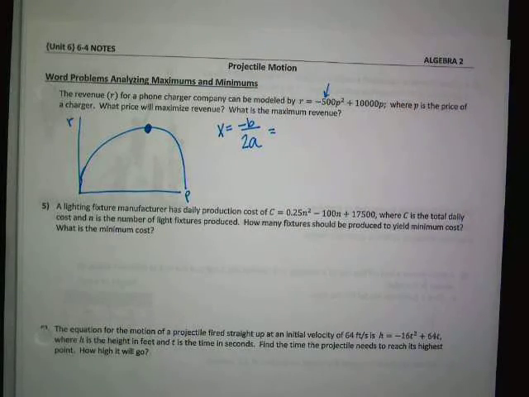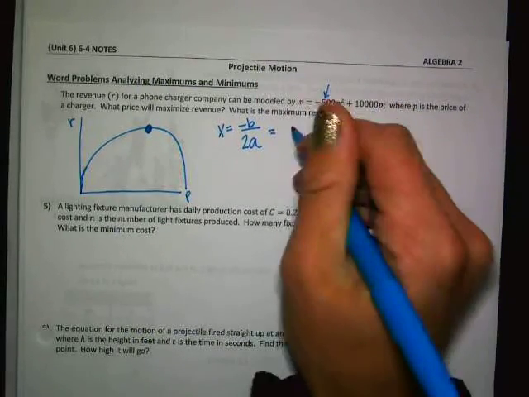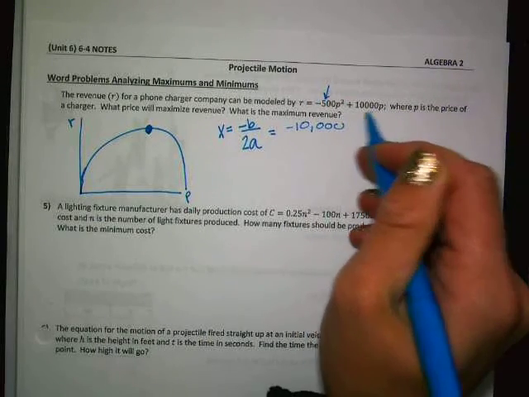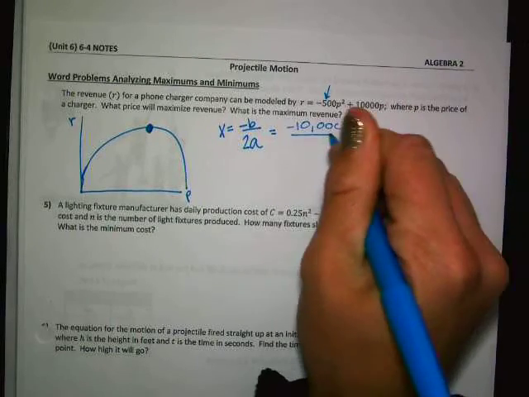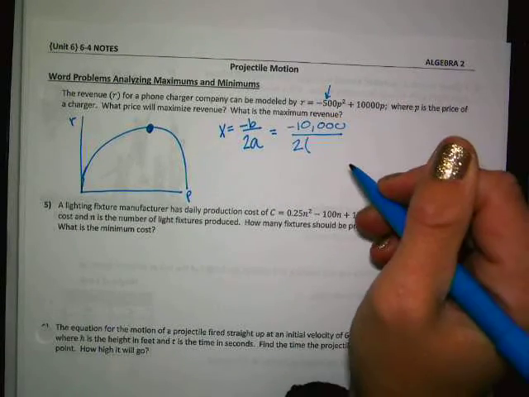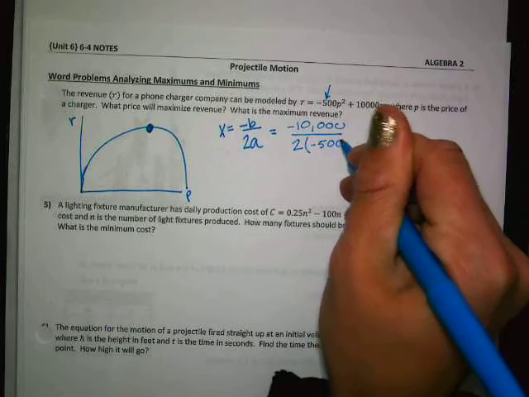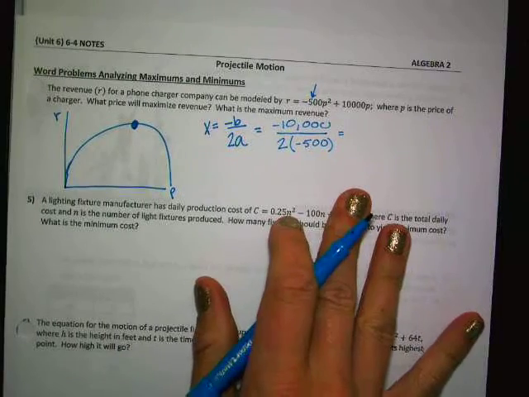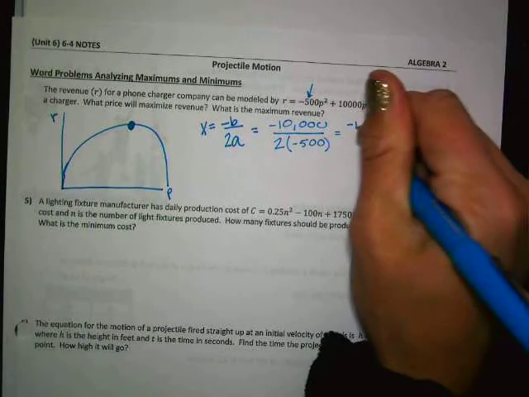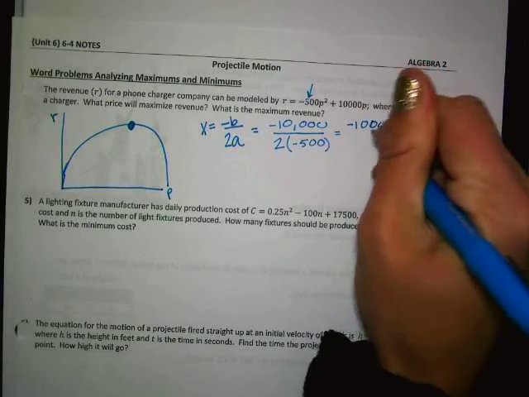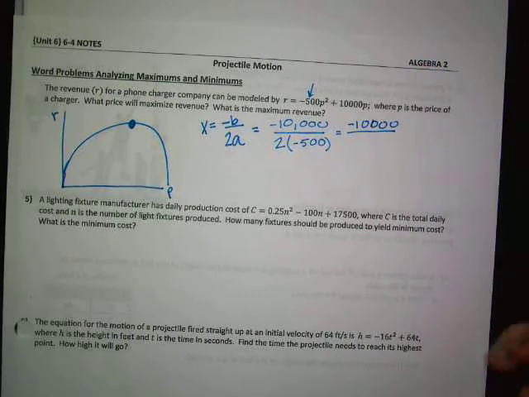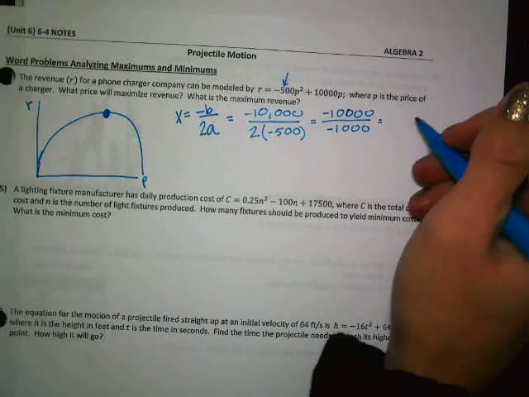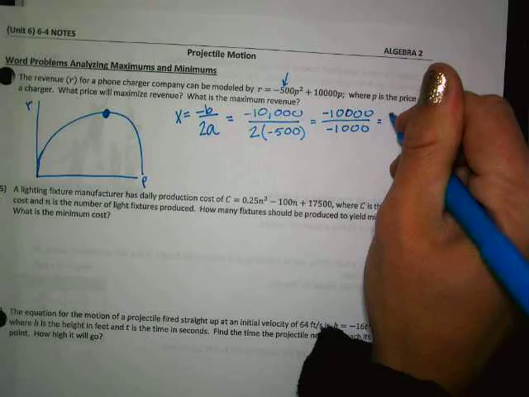What is negative b? Negative 10,000. The b is what's with the p, because it's not P squared. What is the a? Negative 500. Times 2. So it's negative 10,000 on top. All right, what is 2 times negative 500? Negative 1,000. And what is 10,000 divided by 1,000? 10. You can just cross out the zeros.